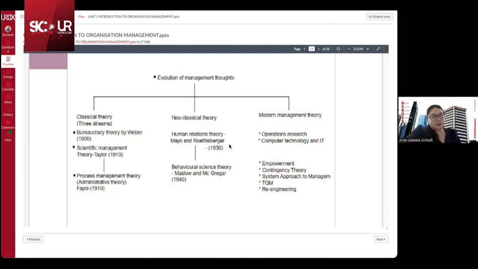So in this, we are going to take a look at one of the famous experiments about management, which is called Hawthorne. I'm going to share with you later. And then behavioral science theory by Maslow and McGregor. Maslow theory, the theory of needs, and then McGregor theory. Lepas tu we have modern management theory. This is modern management theory where we started to use system, management information system, and then in terms of empowerment, okay, total quality management, and then re-engineering.